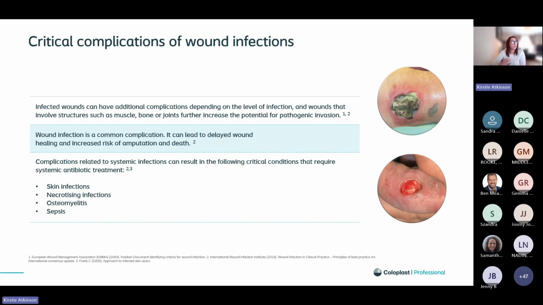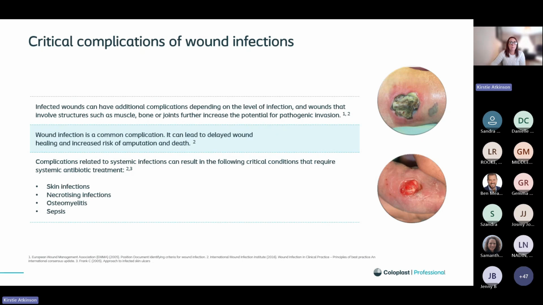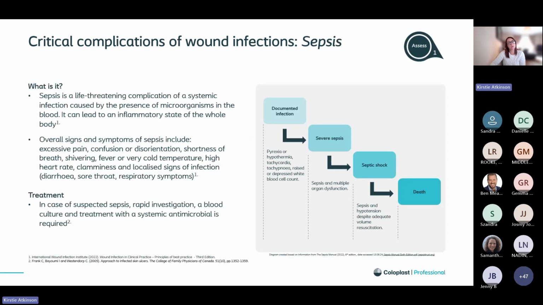So there are complications when it comes to wound infection, and wound infection is a common complication, but there's other things that we can have, things like necrotizing fasciitis, osteomyelitis, and sepsis as well, which could cause even more problems for the patient. And like I said before, sepsis is one of the things you need to be aware of. It's a life-threatening complication, and it's because of the presence of microorganisms in the blood.